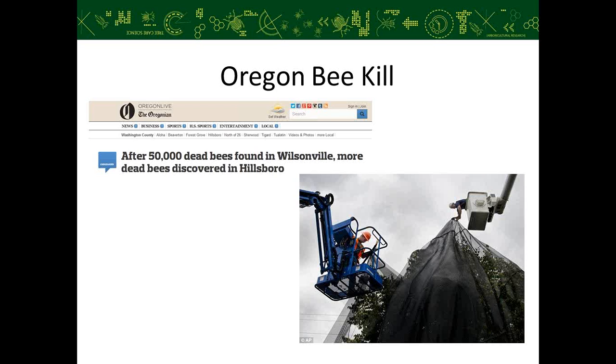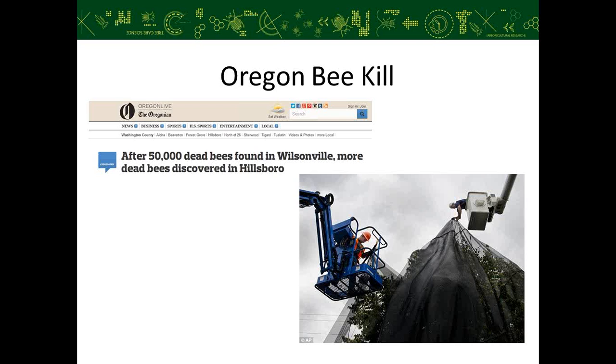The trees were in bloom, and these were lindens. They were in bloom, and bees began foraging throughout the day, resulting in an estimated loss of over 50,000 bees that were killed. The photo in the lower right-hand corner shows after the spray applications were made, they actually went in and covered these trees with netting to try to prevent further bee kill.